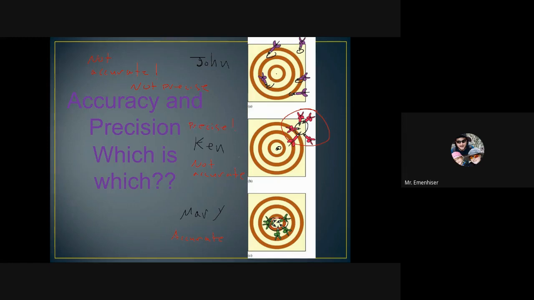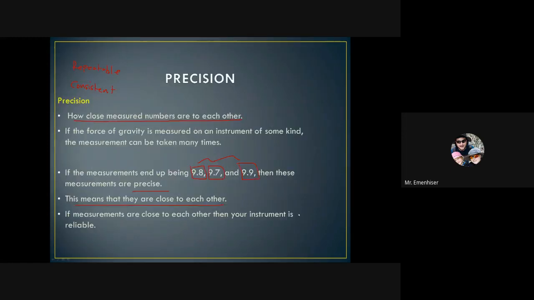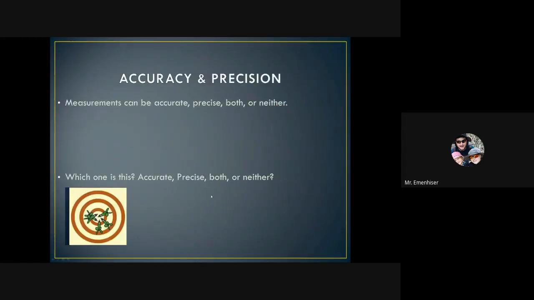So that is precise. And this one also, they're all together, precise. So when you play darts again next time, and a buddy's asking you, well, how do you play darts? How do you get so good? Tell them that you need to be precise and accurate. Yeah. All right. They can be accurate, precise, both, or neither.